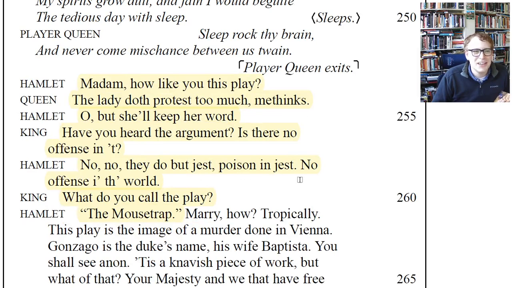Poison in jest. No, it's just a silly little play about poisoning the king. It's a comedy. It's funny." And of course, Hamlet's being very, very tongue-in-cheek here. And also that lovely wordplay: you poison in jest, like poison as a joke, but also you poison in jest, as in the way you'd ingest food, too. "No offense in the world."